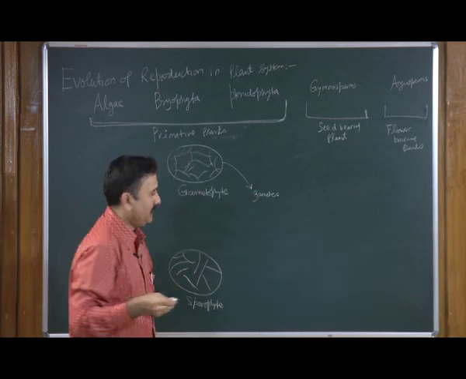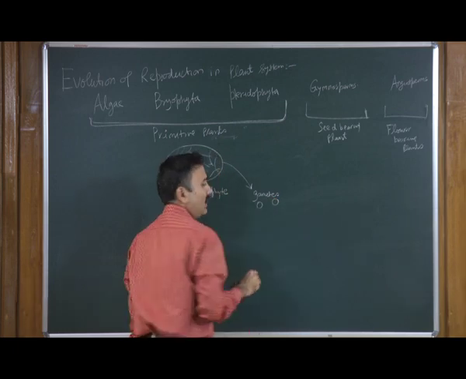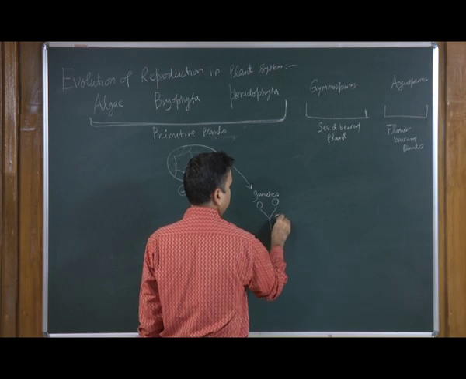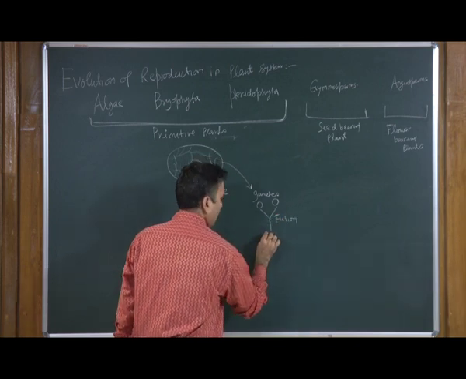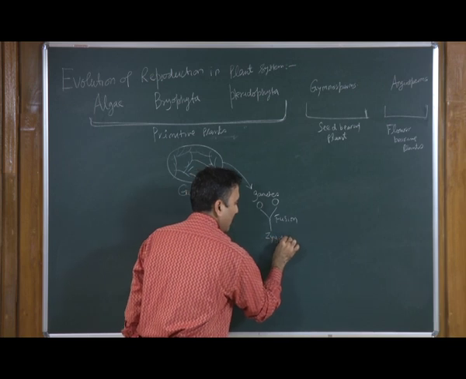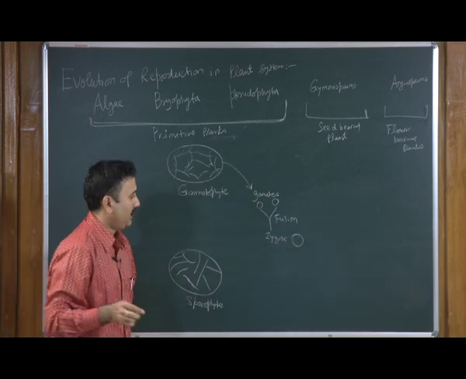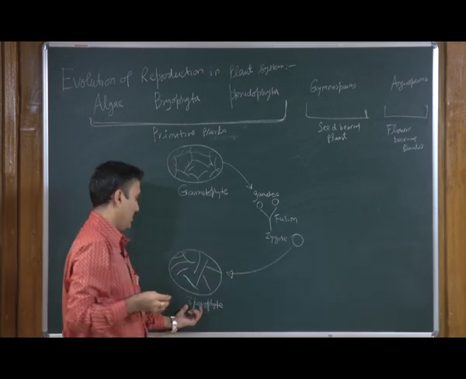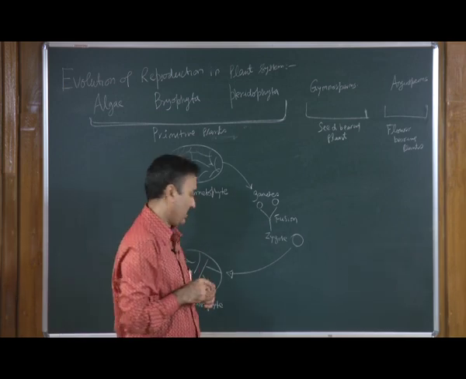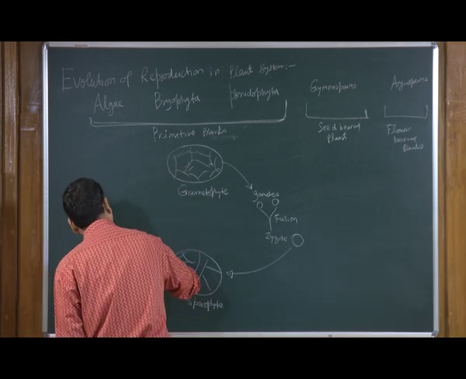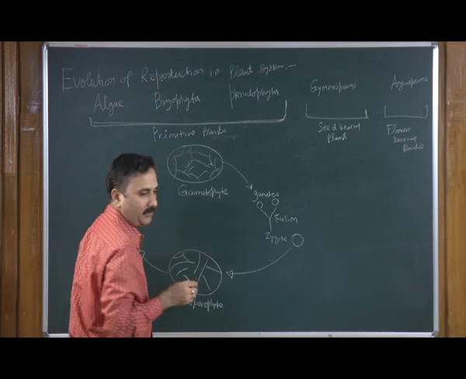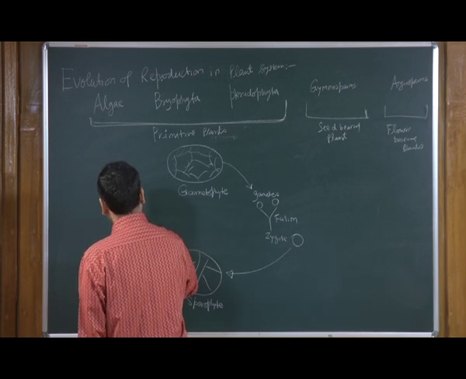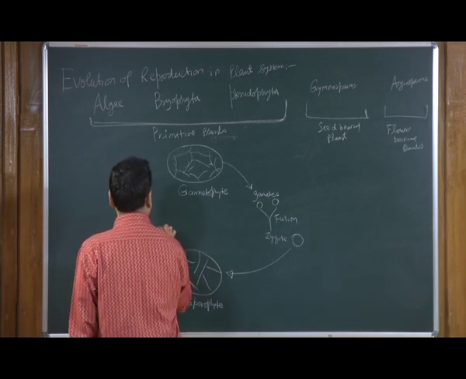Okay. So, the gametophyte is forming the gametes, and these gametes are then going for the fusion, and they are forming the zygote, and then the zygote is evolving into a body known as the sporophyte. The sporophyte then goes for division, and it forms the different types of spores.